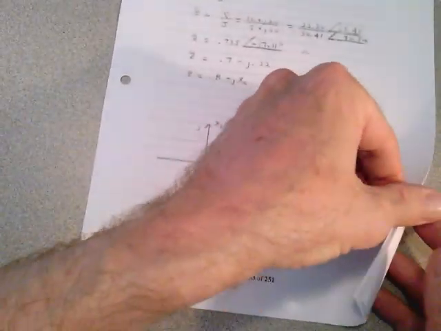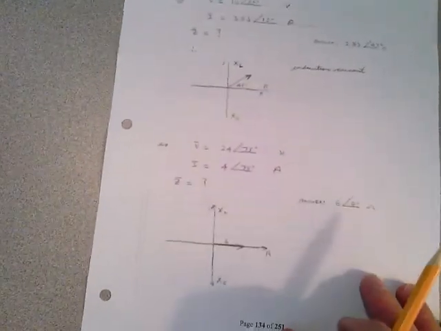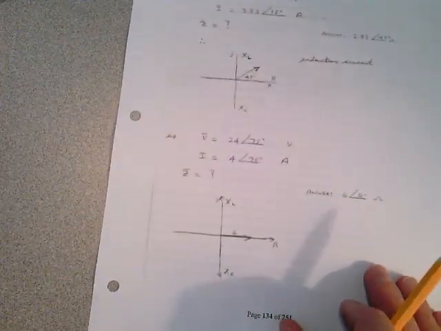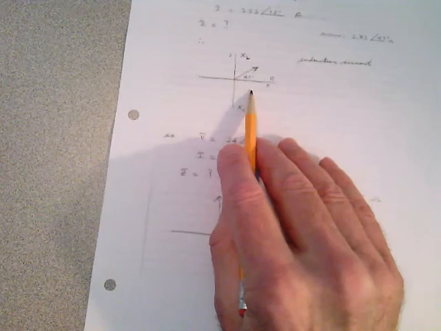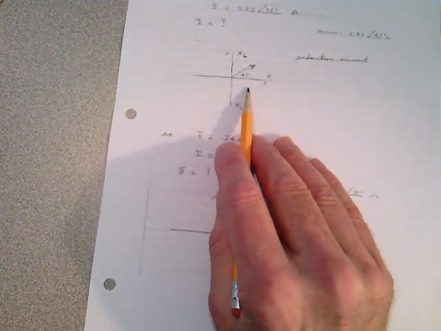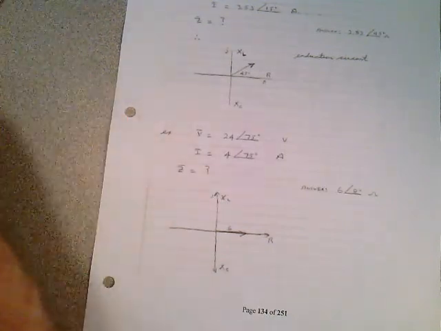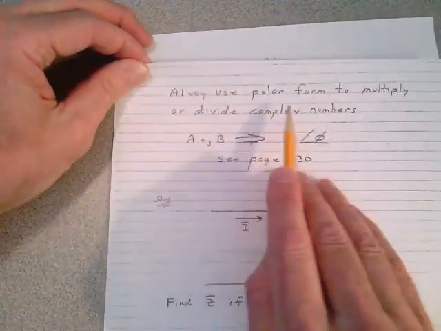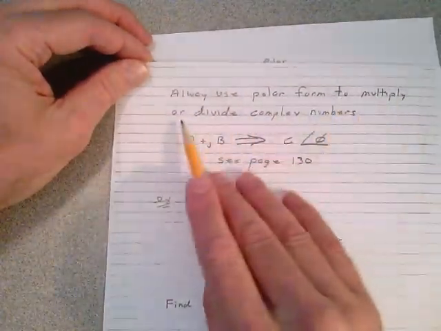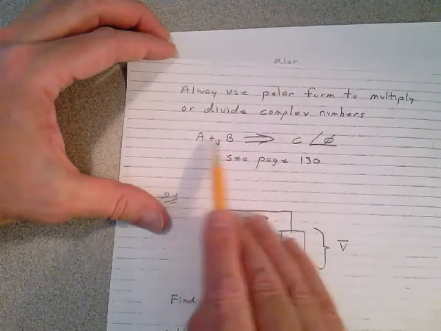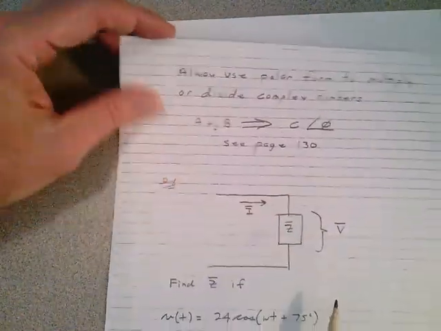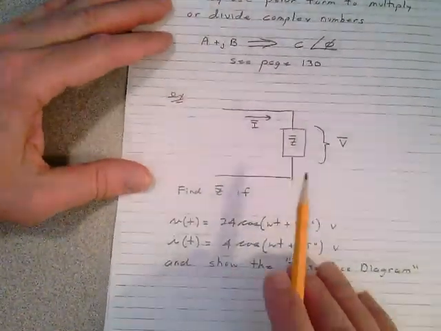And then finally, I have another example here. This example here is more easily seen here. If I can find it. There it is. Keep in mind here, always use polar form to multiply or divide complex numbers, and you have to see page 130 for that. So here's this one example that's on the next page.